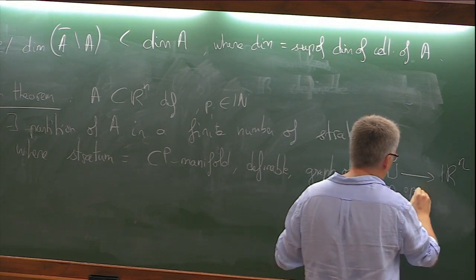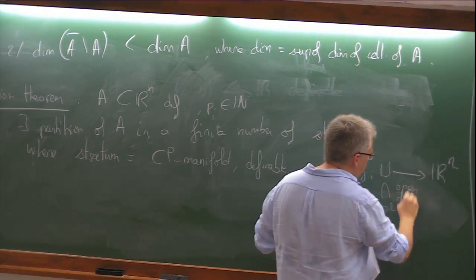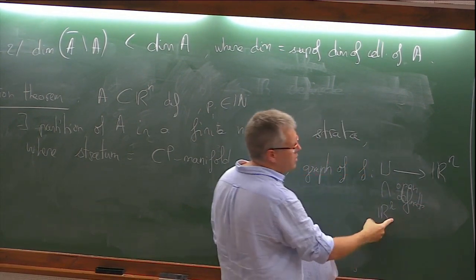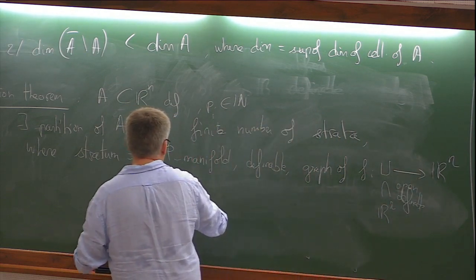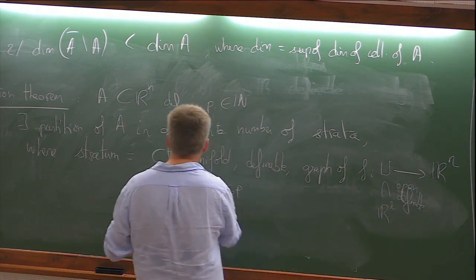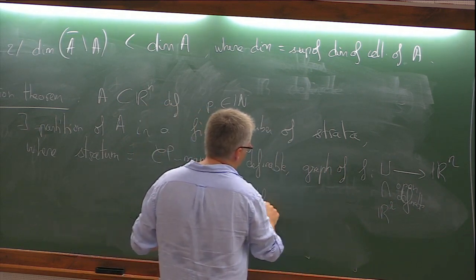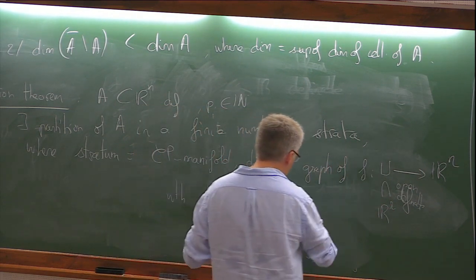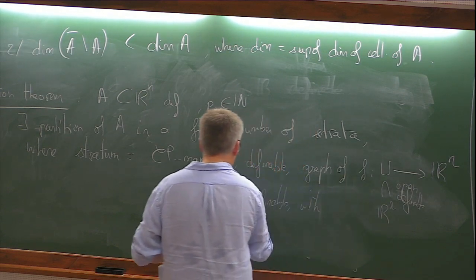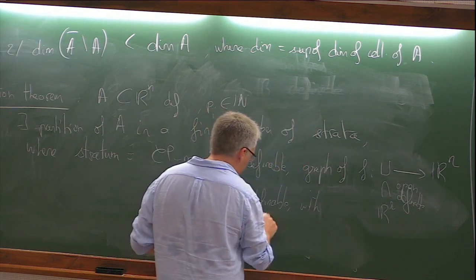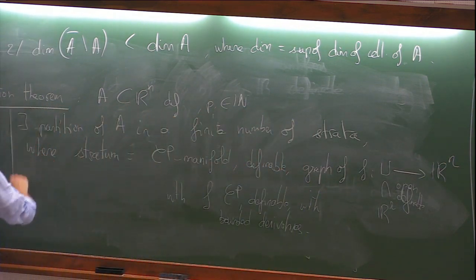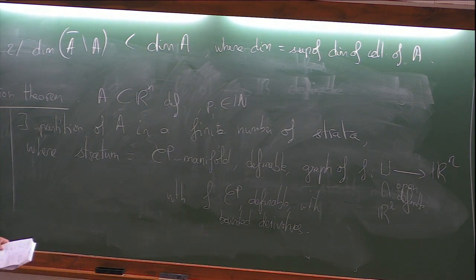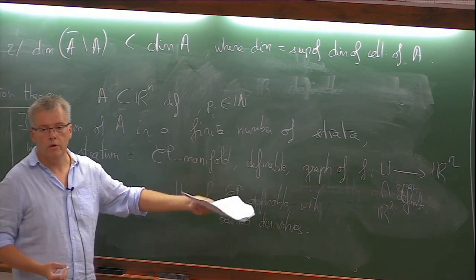from a definable function from an open definable subset of R^k to R^(n-k), so with f C^p, definable, with bounded derivatives. So this is in some sense the best notion of stratification that you can imagine. You cannot do simpler. I mean, you get strata which are manifolds, which are just graphs of C^p definable functions.